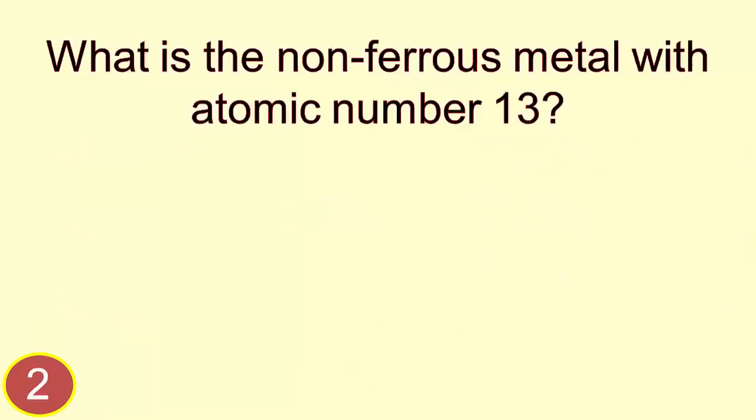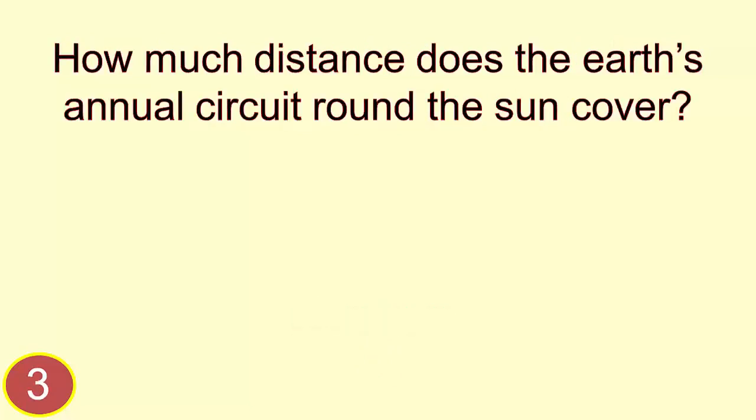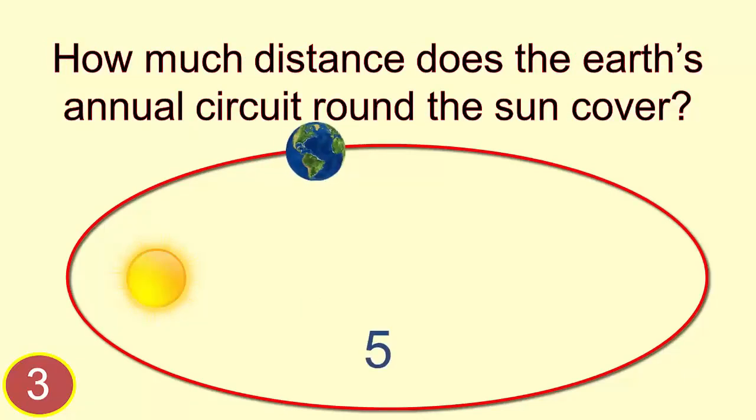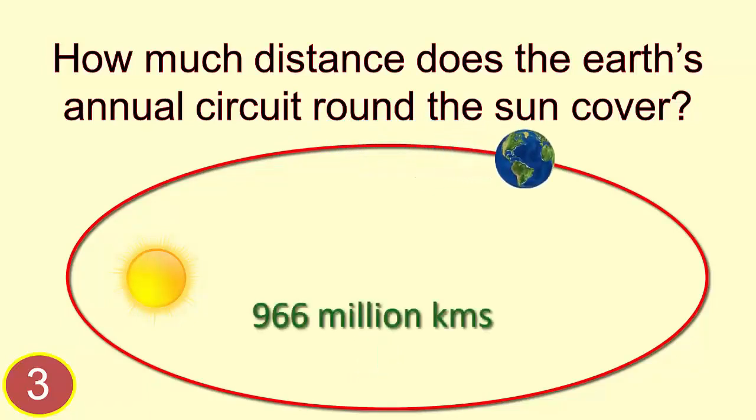What is the non-ferrous metal with atomic number 13? Answer is aluminium. How much distance does the Earth's annual circuit round the Sun cover? Answer is 966 billion kilometers.